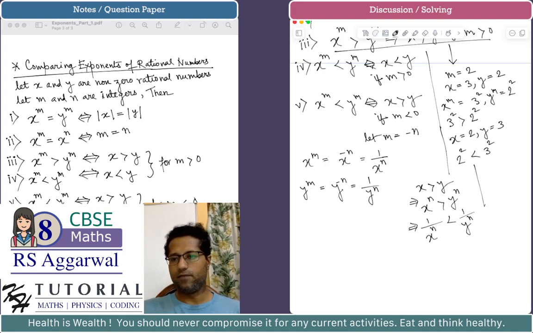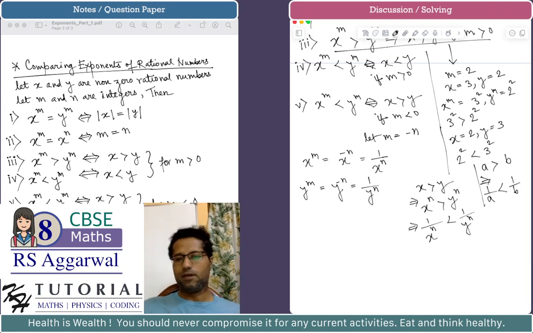Now you must know, this is a concept of inequality. If a and b are two non-zero positive numbers, they are positive and they are not zero, and if a is greater than b, then this implies their reciprocals have the opposite inequality, that is 1 by a will be less than 1 by b.